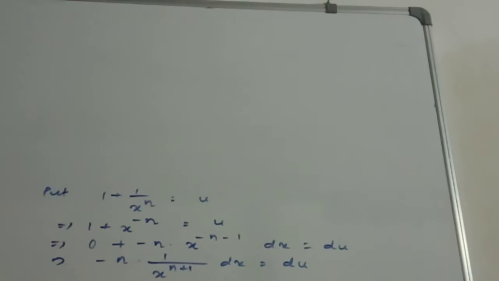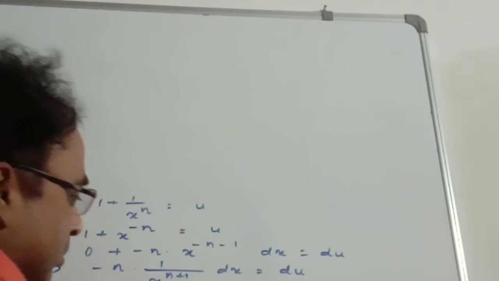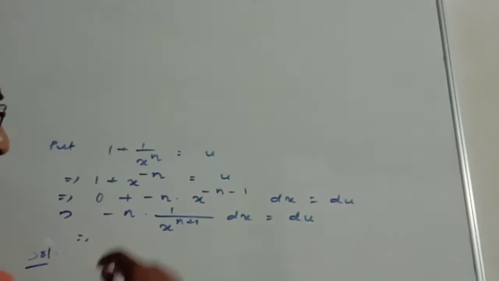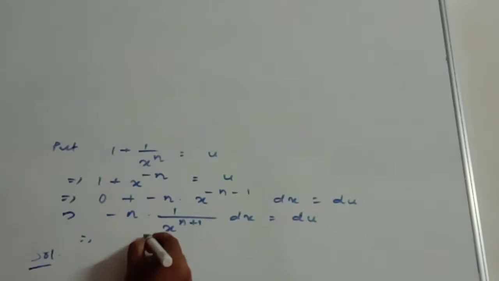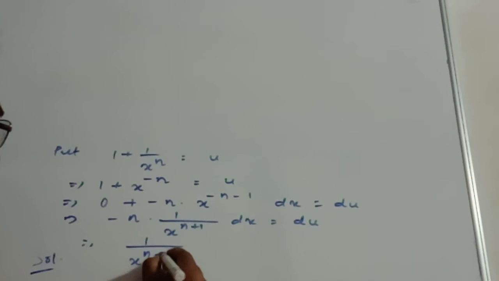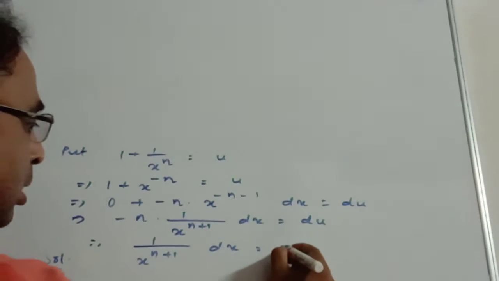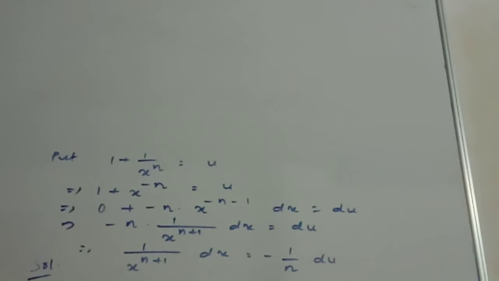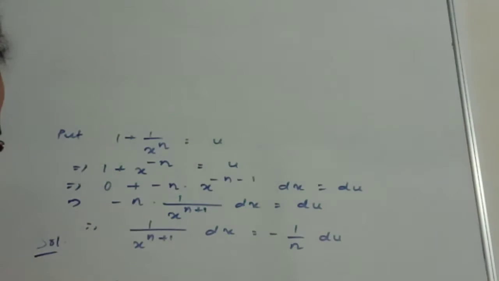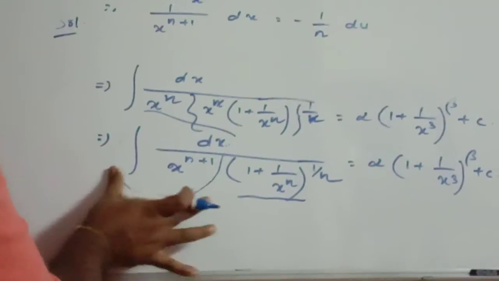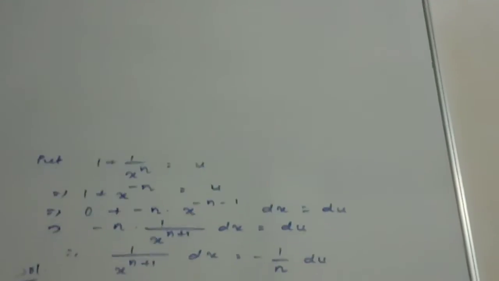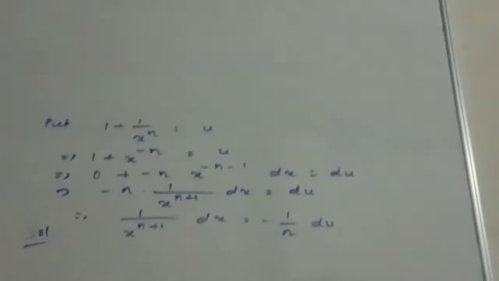Now I'll take minus n to the right hand side. So it becomes 1 by x to the power n plus 1 dx equals minus 1 by n du. So actually now we got that portion. Instead of this, we can substitute this value. Now we'll substitute this value over here.